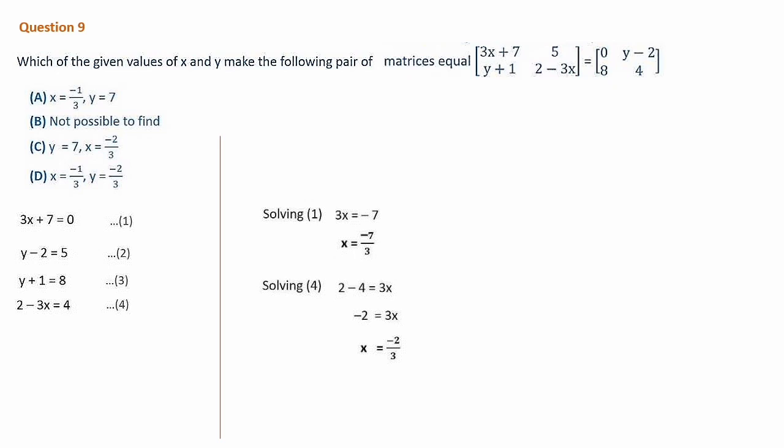Now you can check: for one single matrix equation we are getting 2 values of x. x is equal to minus 7 by 3 and x is equal to minus 2 by 3. So it is not possible. For one matrix equation we must be able to get only one value of x. But here, when we solve, we have got 2 values of x for one equation. So x cannot have 2 values. So the correct option is B, not possible to find, because these values are not suited to the other 3 pairs. So the correct answer is option number B, not possible to find.